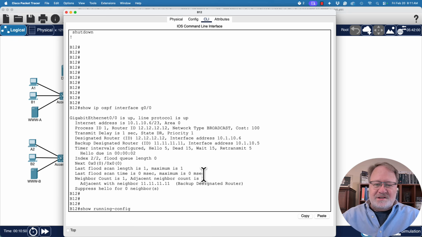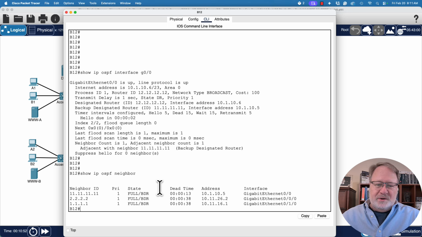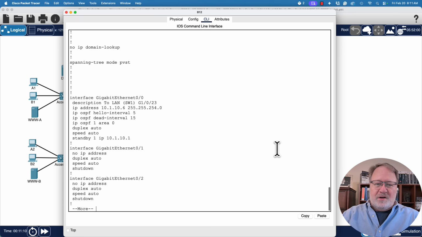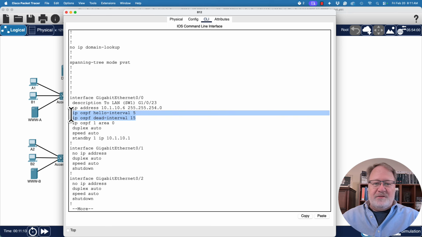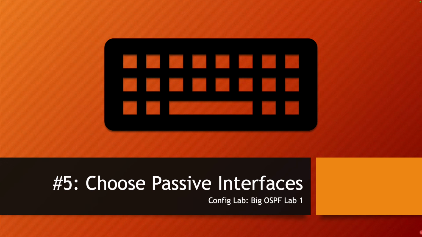So let's look at the list of neighbors here. And we see 11, 11, 11, 11, B11's router ID listed here on B12 in a state of full, reachable out its gig 00 interface, so confirming that the change was made on both of these. Now, just a quick review, the configuration, it's straightforward. There on the interface, there's gig 00, and we've got the IP OSPF hello and dead interval commands with 5 and 15 configured.